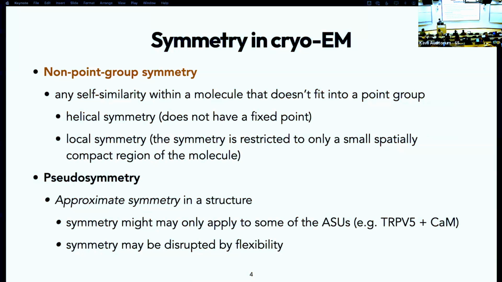And another example is local symmetry. This is where the symmetry is restricted to only a small, spatially compact region of the molecule. And encapsulated ferritin will be one example of this local symmetry.